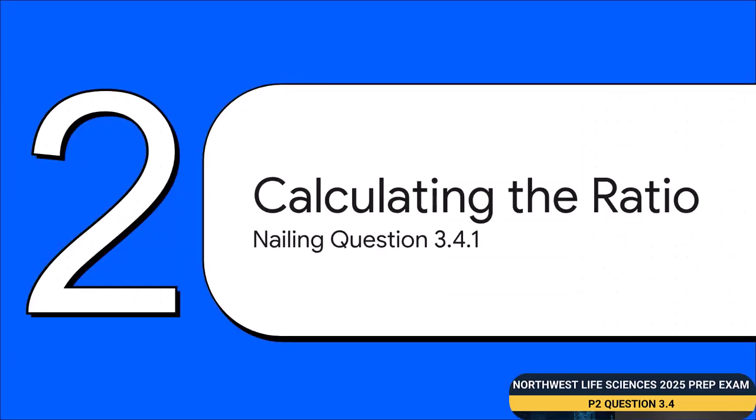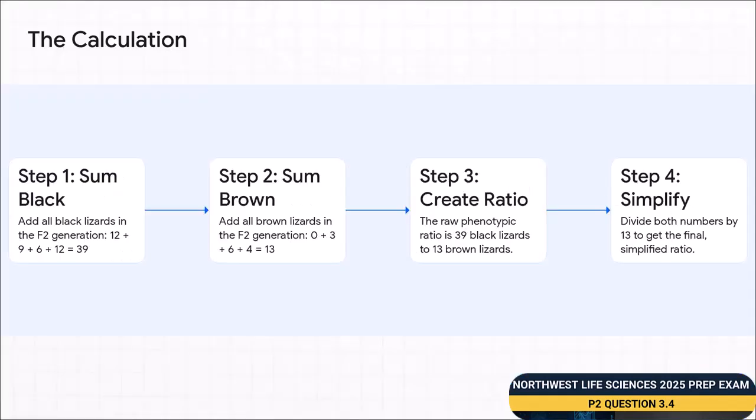Let's jump into the first part, question 3.4.1. This is a classic 2-mark calculation, and honestly, it's what I like to call low-hanging fruit. These are easy marks to bag, as long as you just follow the steps. Okay, so the official marking guide lays it out for us, step by step.